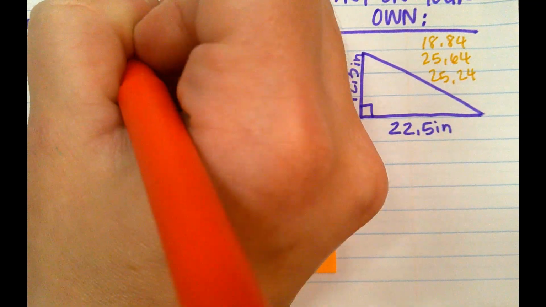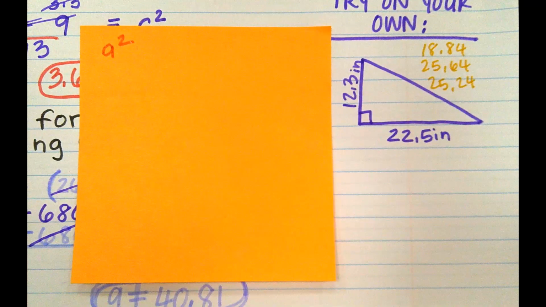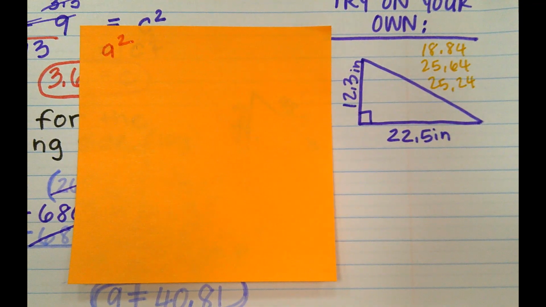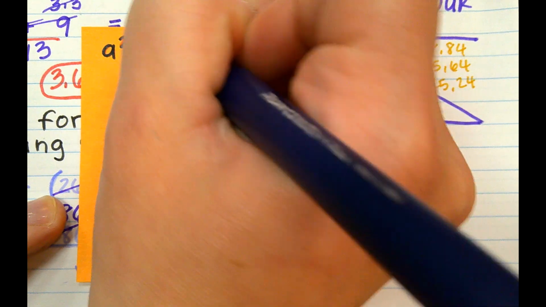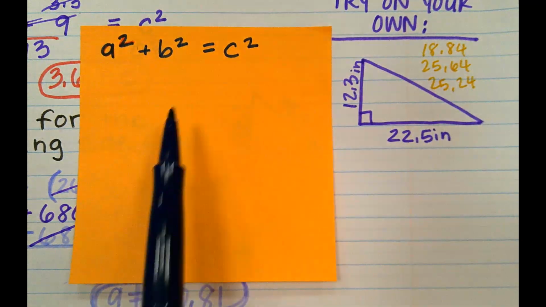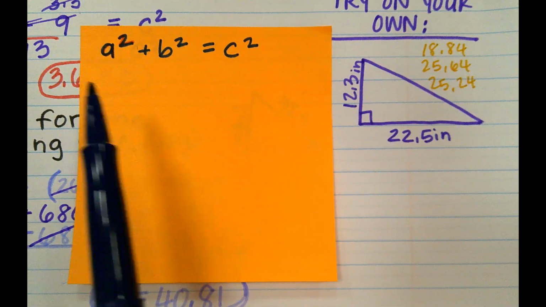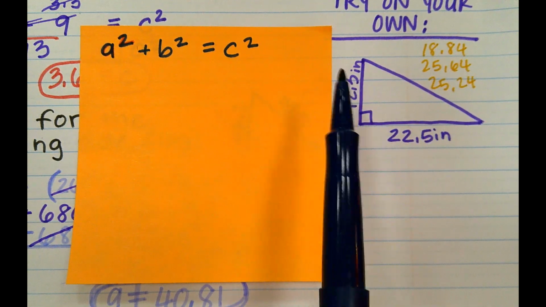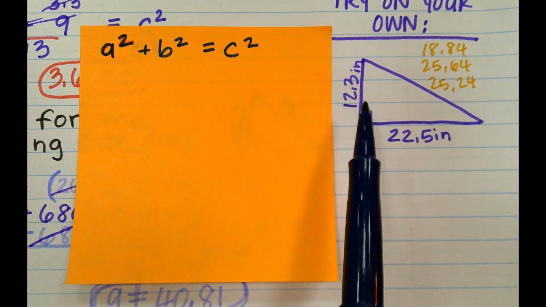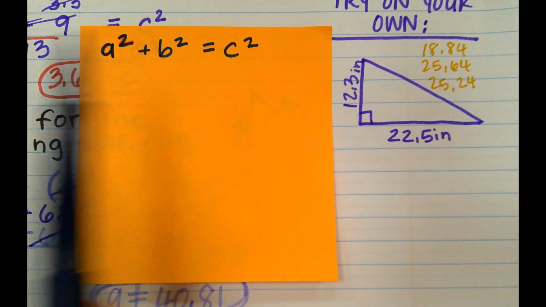A squared. That is not a great color on there. You can't see that very well. A squared plus b squared equals c squared. And now let's decide 12.3 and 22.5. Where should these numbers go in my theorem?